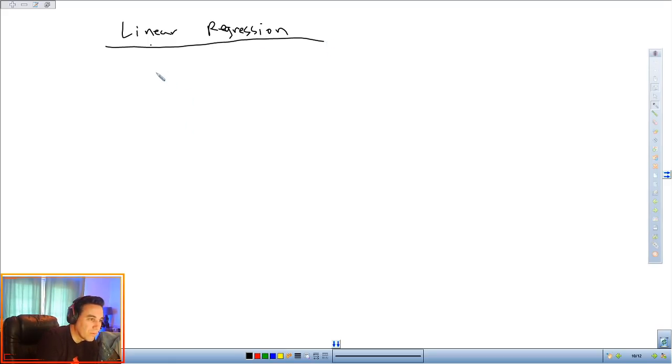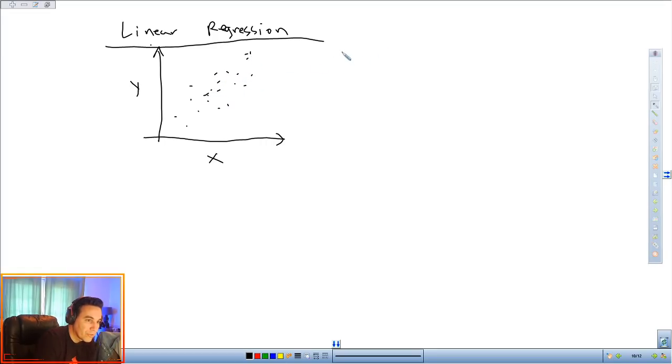Remember, linear regression: you create your scatter plot. You're not going to have to create the scatter plot this year. They will give it to you. Explanatory, response. We're looking for patterns, right? We're looking for linear data.